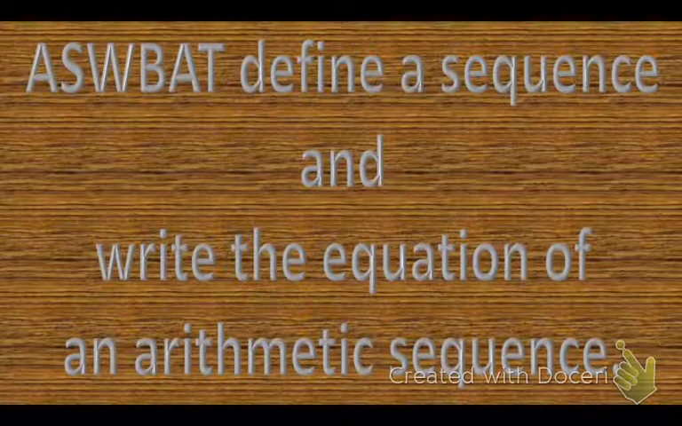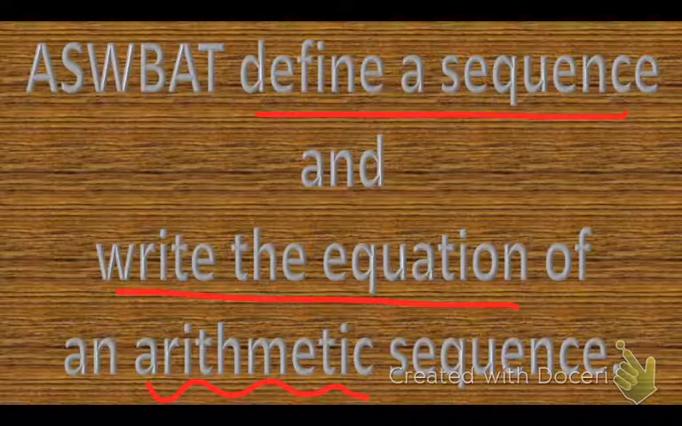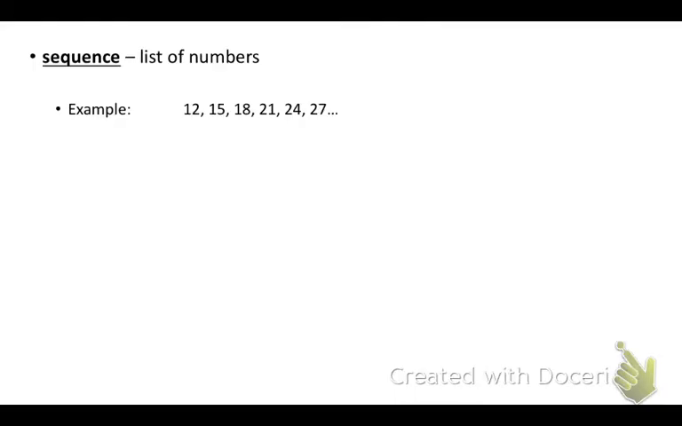In this video, all students will be able to define a sequence and write the equation of an arithmetic sequence. So the first thing you need to know is, what is a sequence? A sequence is a list of numbers. So for example, 12, 15, 18, 21, 24, 27. If someone asks you what a sequence is, you're going to tell them it's a list of numbers.